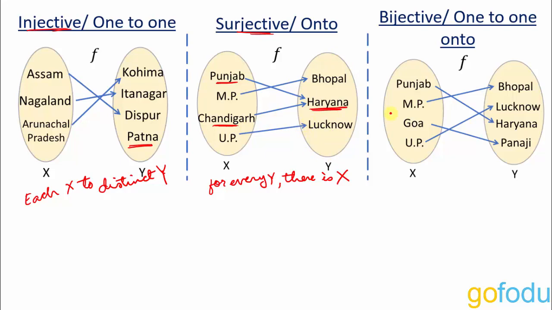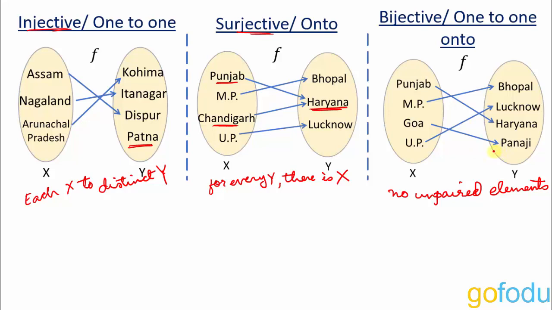Next is bijective, which is a combination of both injective and surjective. Each element of one set is paired with exactly one element of the other set, and each element of the other set is paired with exactly one element of the first set. Basically, there are no unpaired elements in any set.